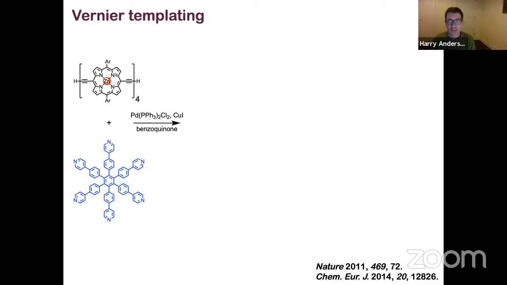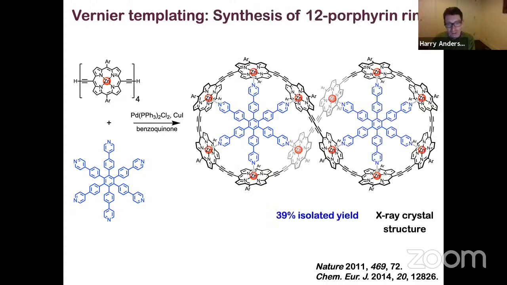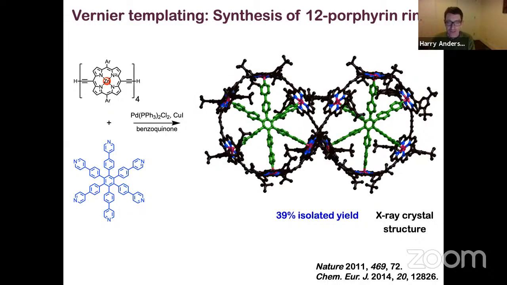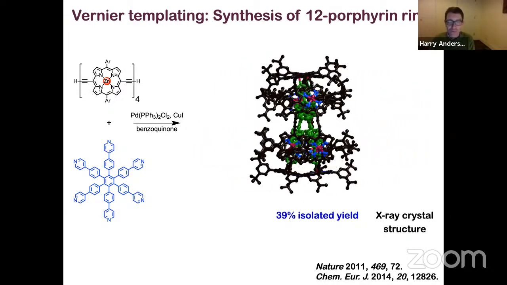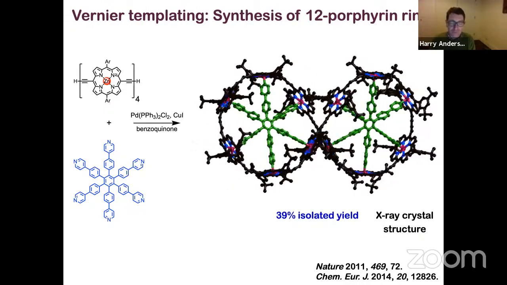But the template will tend to close any oligomer which is a multiple of 6. So the product is the lowest common multiple of 4 and 6, which is 12. So you get this 12 porphyrin ring formed in a figure of 8 shape very selectively and in decent yield. So nearly 40% isolated yield. And the crystal structure just proves that you have that figure of 8 shape with 2 bound templates.